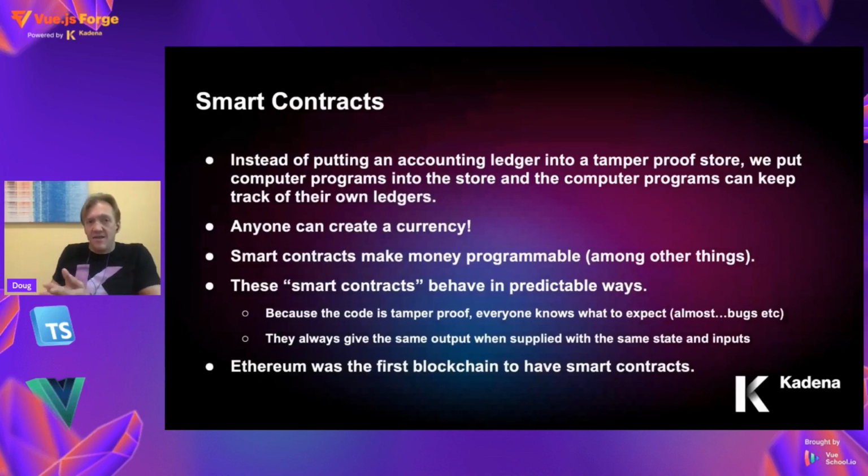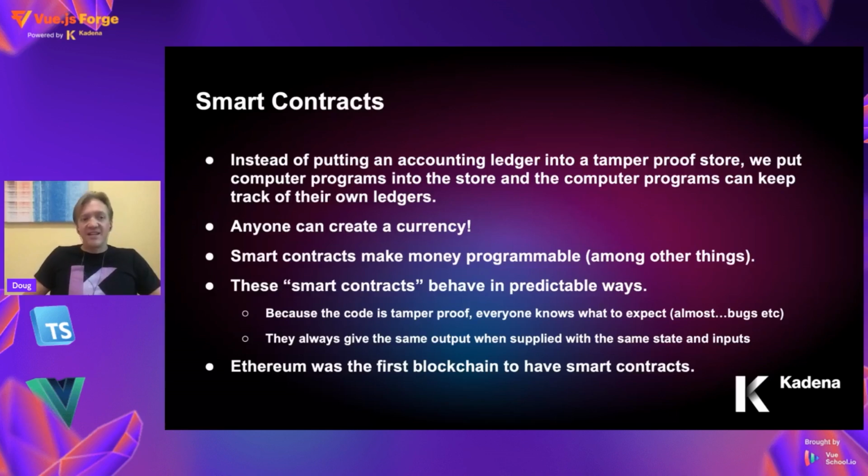Now, smart contracts and dApps. Ethereum came along and said, what if, instead of putting an accounting ledger in this store, we put computer programs in the store? Then those computer programs can keep track of their own ledgers. And this was just an incredibly powerful idea. We call these things smart contracts. Smart contracts make the money programmable, among other things. And these smart contracts are tamper-proof. So we can all agree, hey, this is what the code says. This is how it's going to behave.